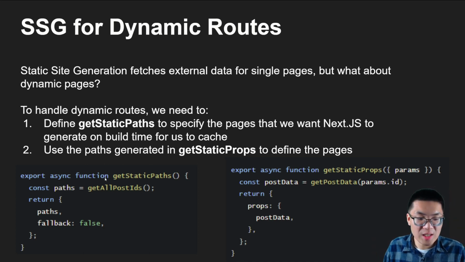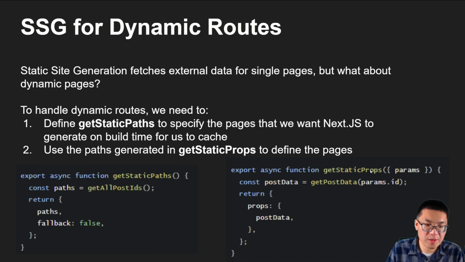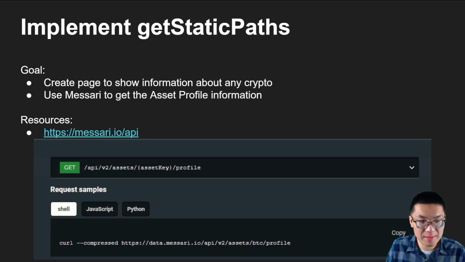So what Next.js does is, with these, let's say 5 posts, it would call getStaticProps with these 5 posts, and then it would generate the HTML for just those 5 posts. Anything else, we just get the error page. So now that we understand static paths, let's actually implement something with it.